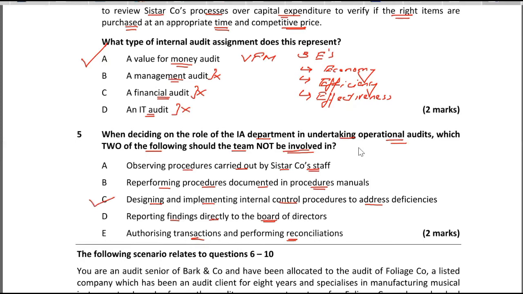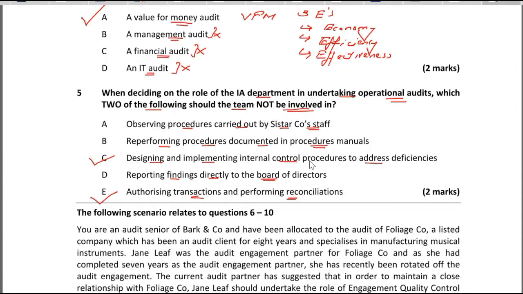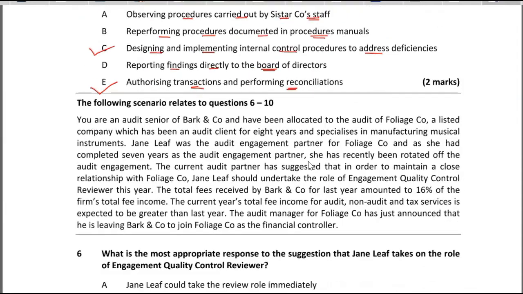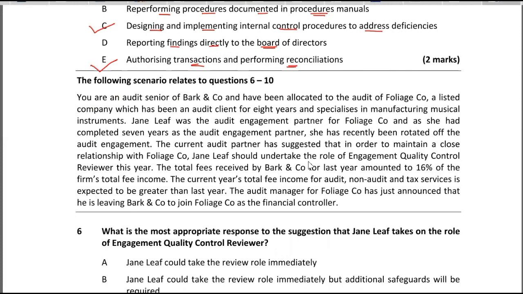Reporting findings directly to the board of directors. Yes, because they are there for reporting regarding the entity's internal control system. Authorizing transactions. No, they are just there for review of those authorizations, not the authorizations itself. So C and E, these are the things that should not be performed by the internal audit department.